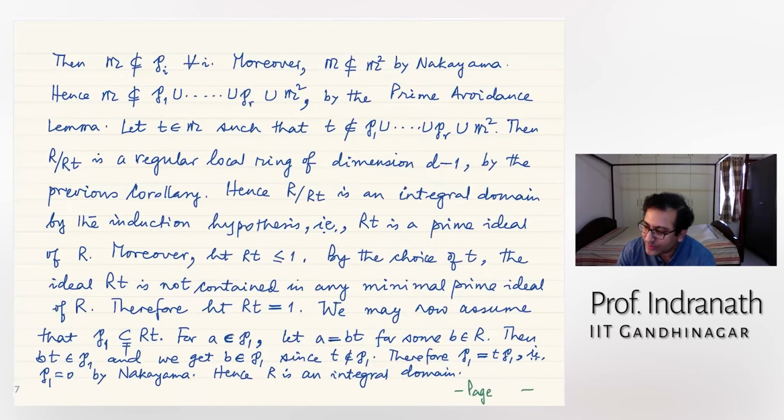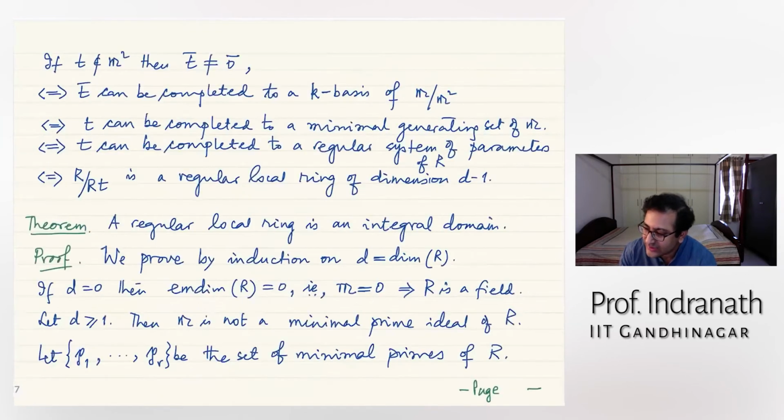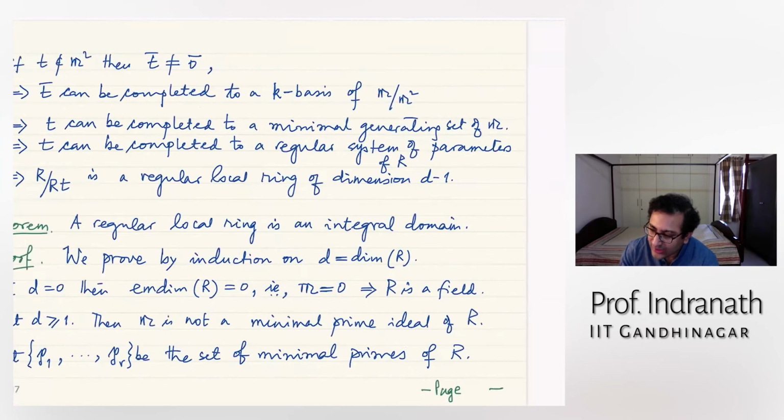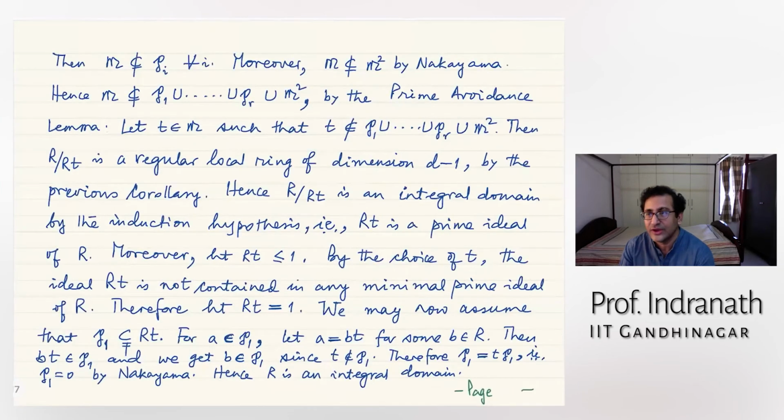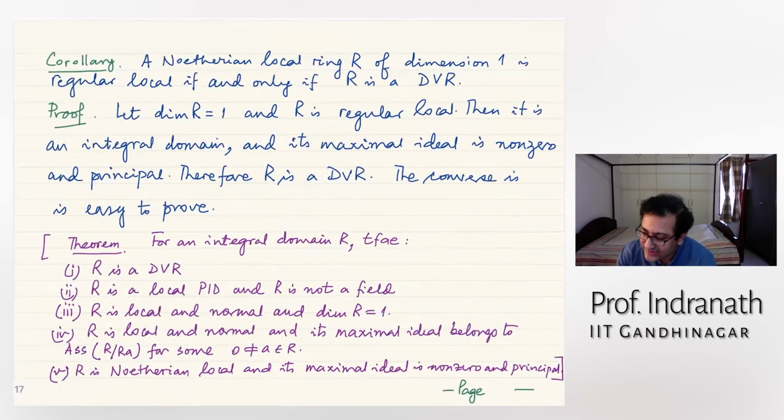So the one important theorem has been discussed, a very important property. More will be discussed eventually. And you have also understood dimension 0 and dimension 1 completely for regular local rings.